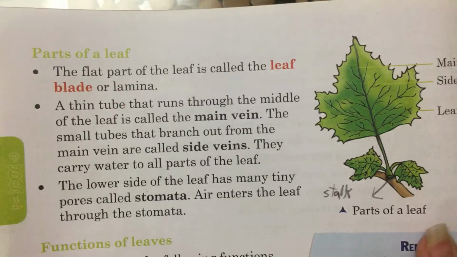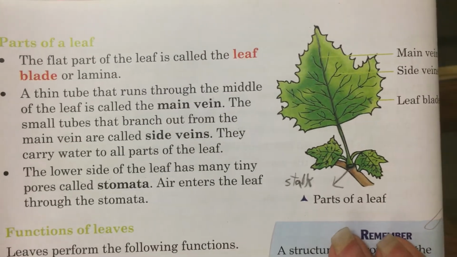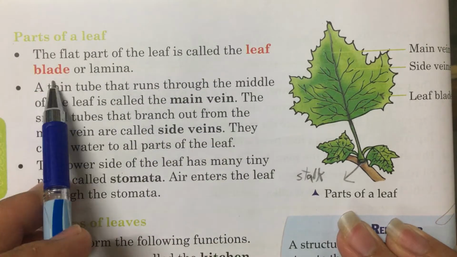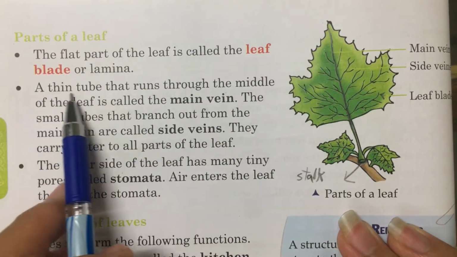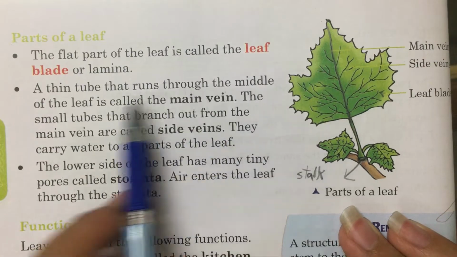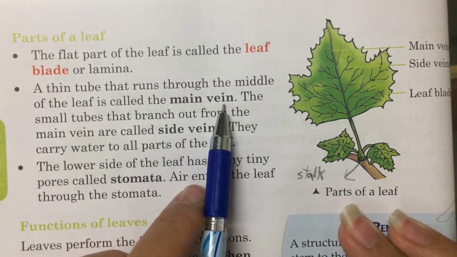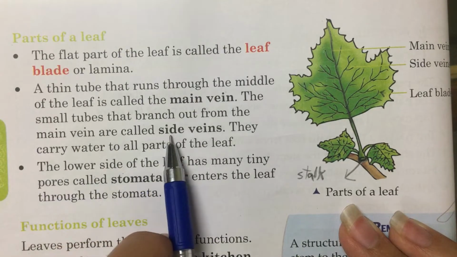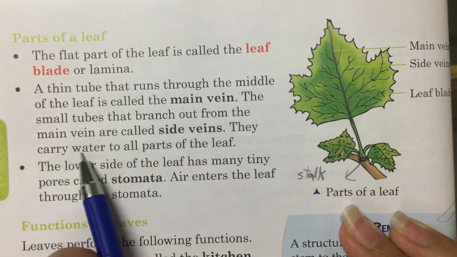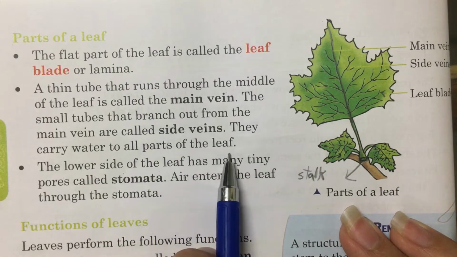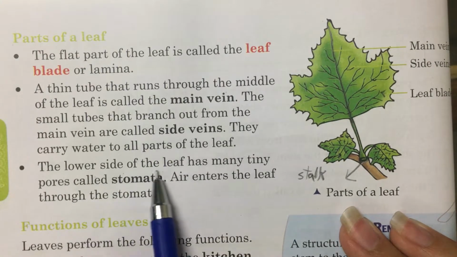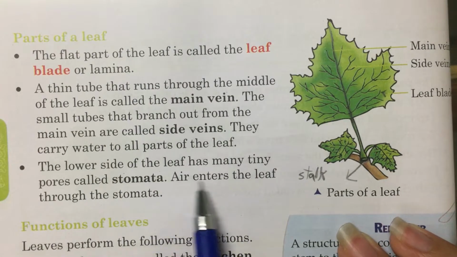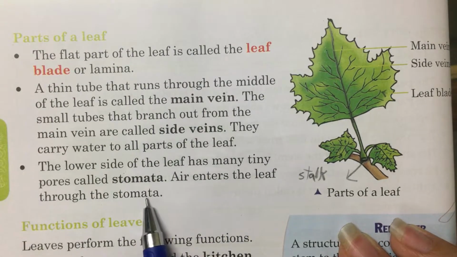Now let's learn about the parts of a leaf. The flat part of the leaf is called the leaf blade or lamina. A thin tube that runs through the middle of the leaf is called the main vein. The small tubes that branch out from the main vein are called side veins. They carry water to all parts of the leaf. The lower side of the leaf has many tiny pores called stomata. Air enters the leaf through the stomata.